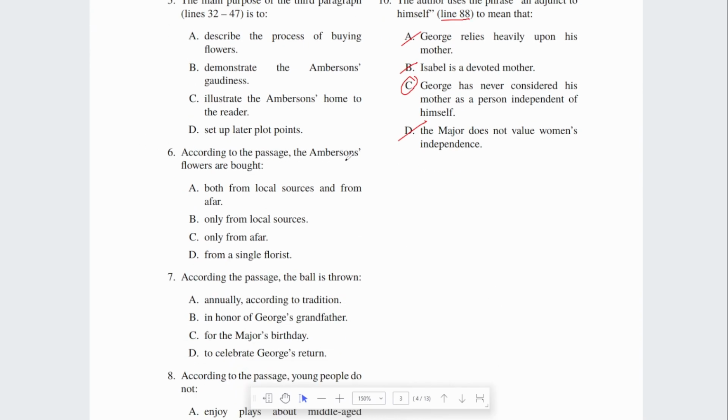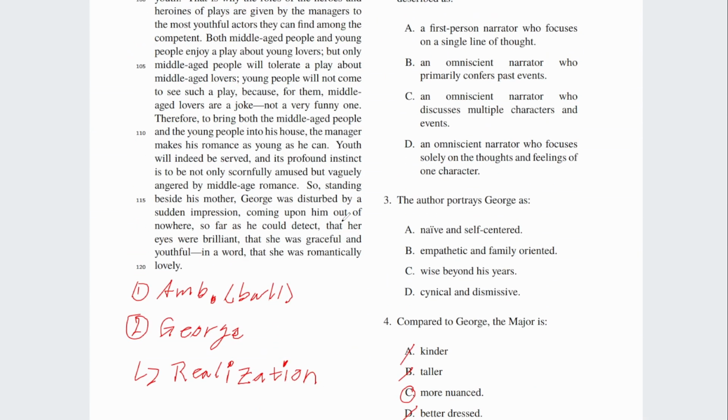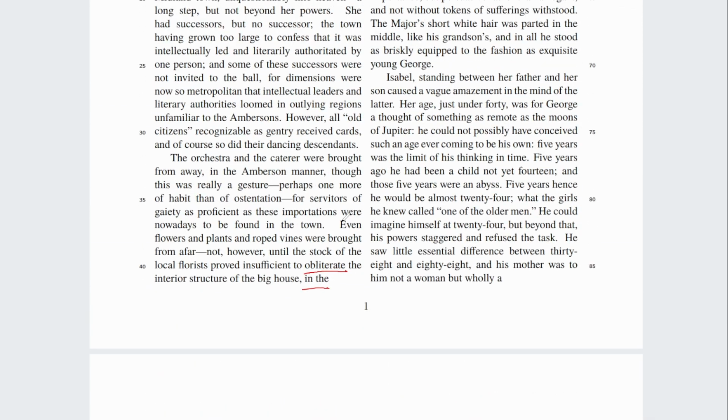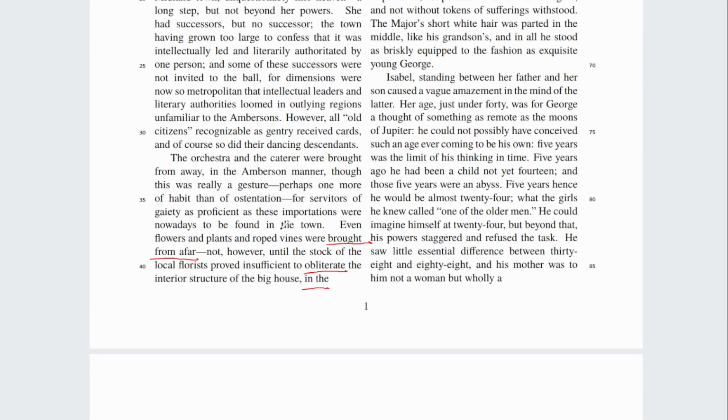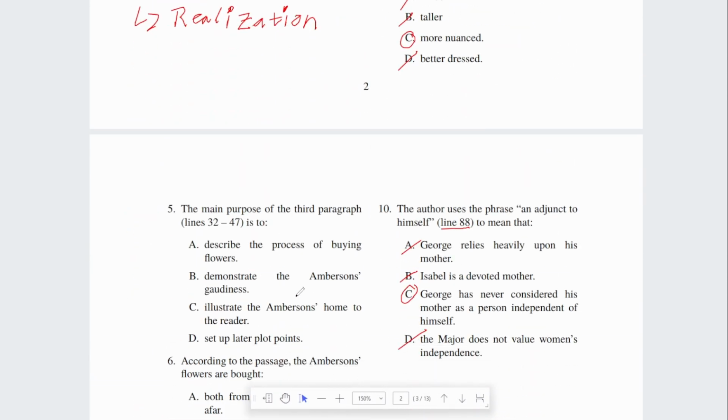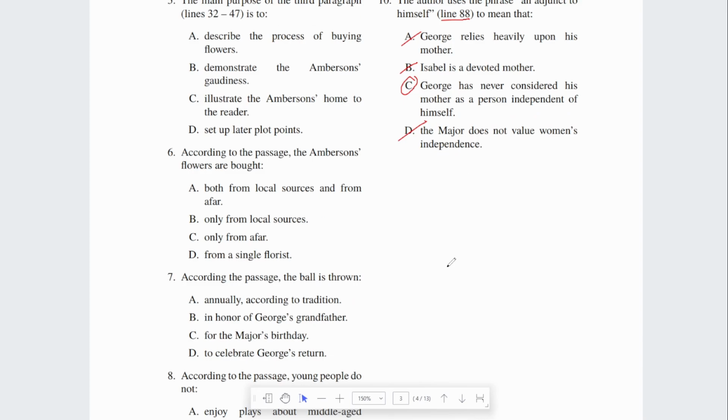According to the passage, the Ambersons' flowers are bought... And we know, because we already did our referential vocabulary question, exactly where we need to find this. Where are the flowers bought? Well, we remember it's right here in line 40. And even the flowers and plants and roped vines were brought in from afar. Brought in from afar. Actually, crucially, not until the stock of the local florists proved insufficient.